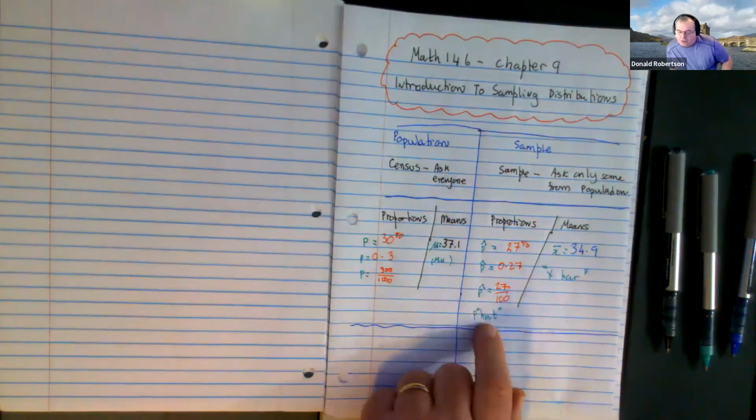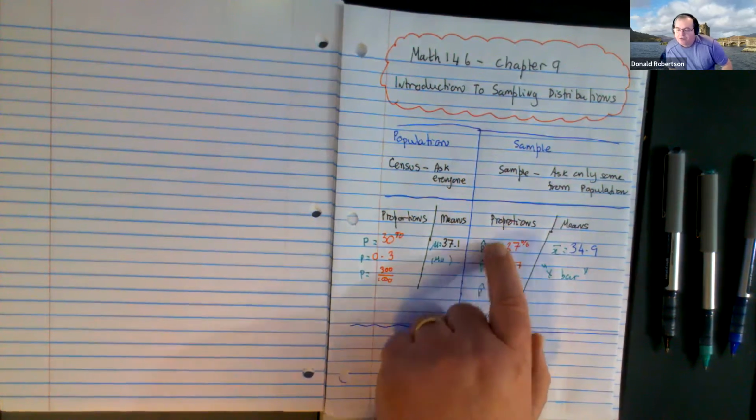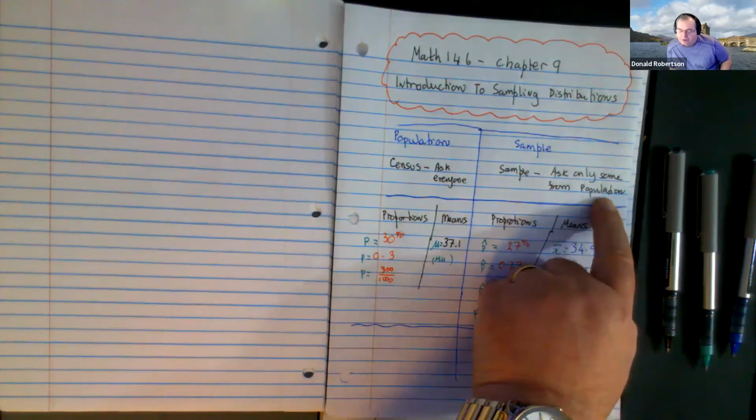If they use the term p hat, you know it's a proportion, and you also know, because they use the symbol p hat, that it came from a sample. That's where they only ask some people from the population.